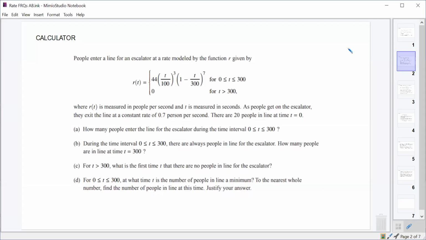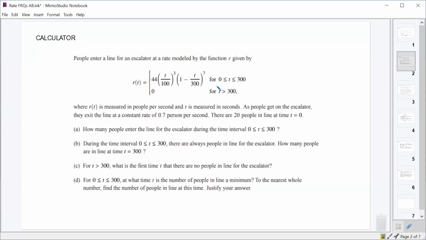So we've got a rate function for people that enter a line for an escalator. From t equals 0 seconds to t equals 300 seconds, the rate at which they enter is 44 times (t over 100) cubed times (1 minus t over 300) to the 7th. What a fun equation. That's only valid for 0 to 300. And then for anything greater than 300, nobody's waiting to get in the escalator ever again.